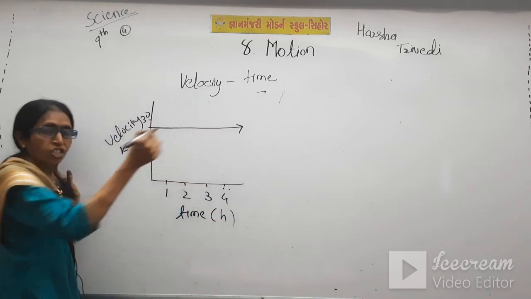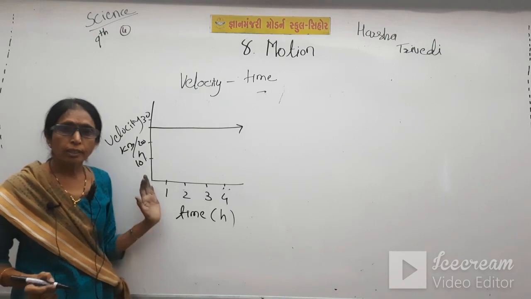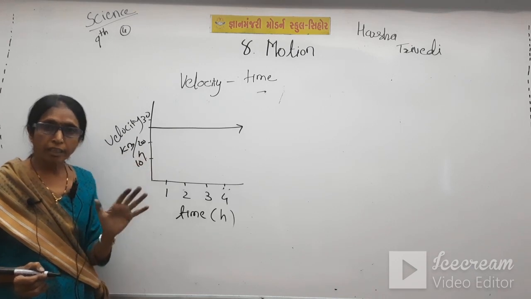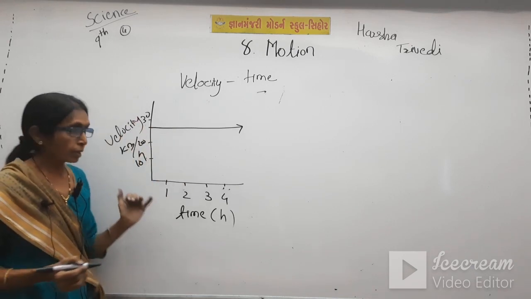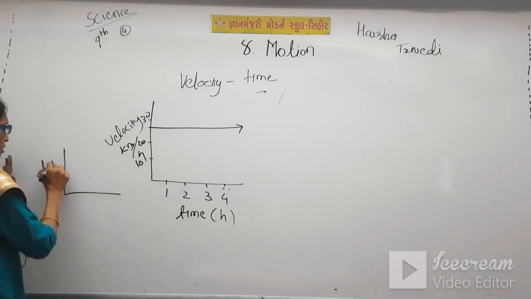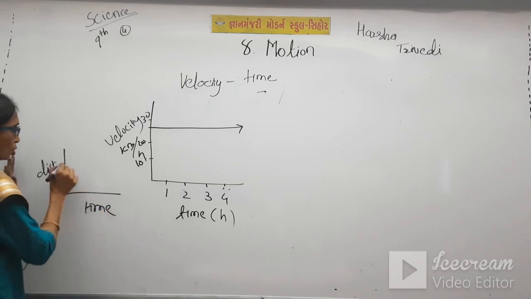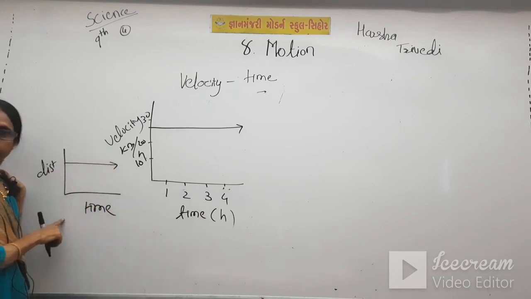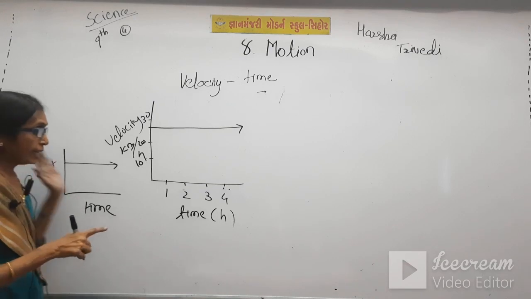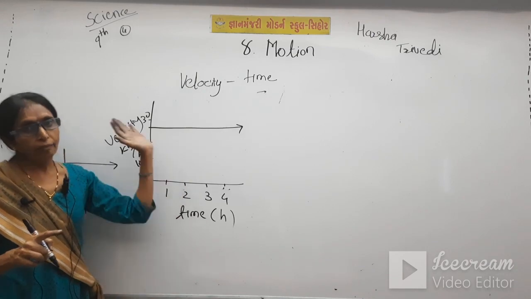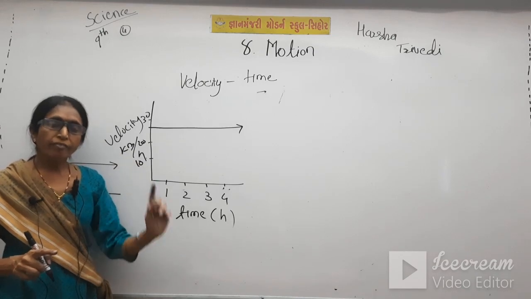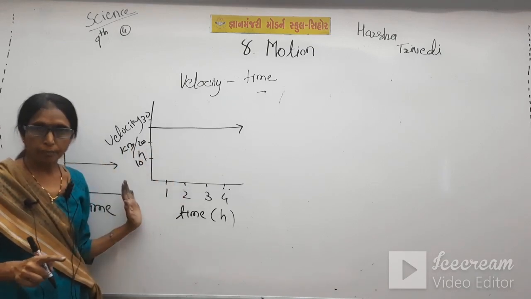And if the graph is a straight line, what does it show? It represents that the object is moving with uniform velocity. Recall the graph of distance and time. If it is a straight line, what does it indicate? It indicates the object is stationary. And if the graph is of time and velocity, what does it indicate? Object is moving with uniform velocity.